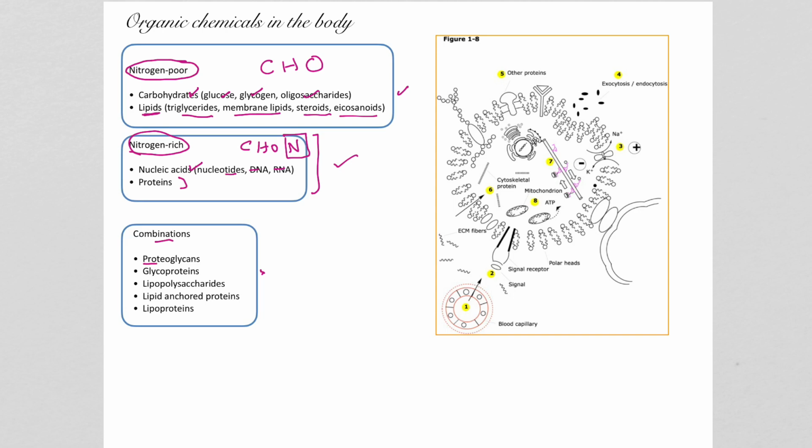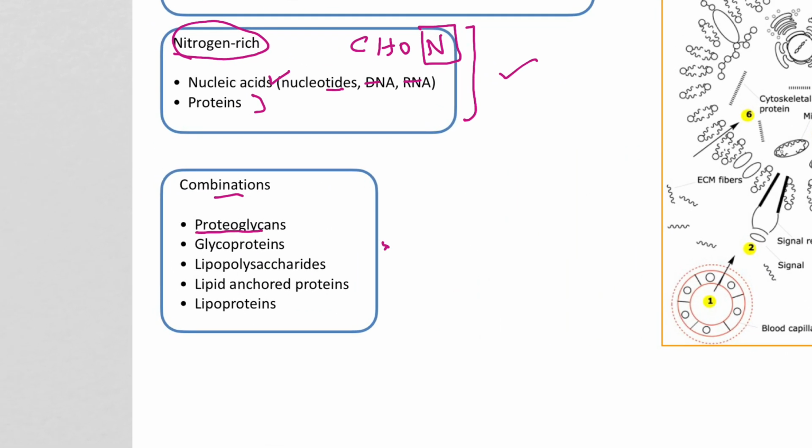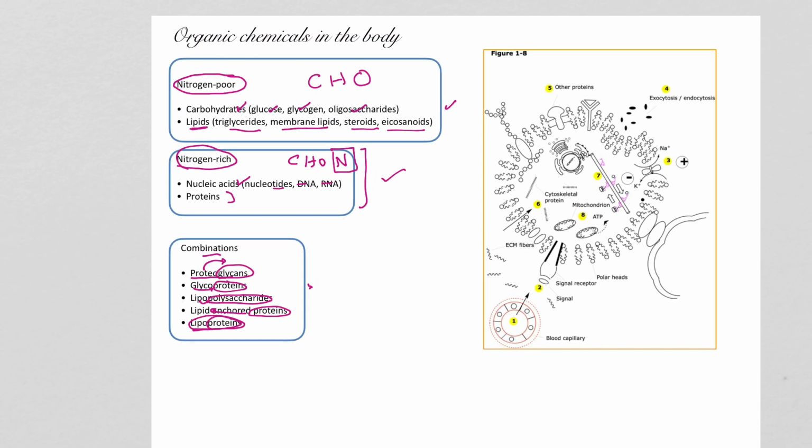So for example, proteoglycans are carbohydrates where proteins are attached, so a little bit of protein attached to the carbohydrates. Glycoproteins are proteins with a little bit of carbohydrate attached. Lipopolysaccharides, again, are carbohydrates with lipids attached. Lipid-anchored proteins are proteins that are attached to lipids. And lipoproteins, again, are combinations of lipids and proteins. Okay, so we have nitrogen poor, nitrogen rich, and combination organic chemicals.